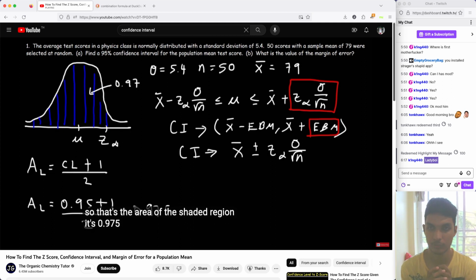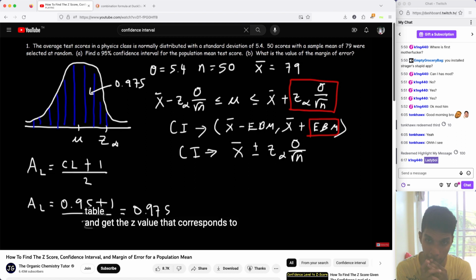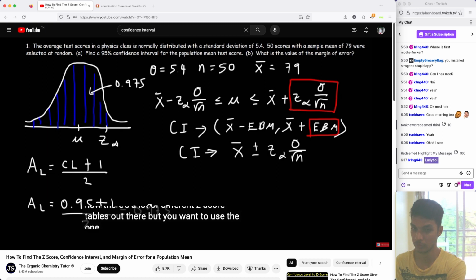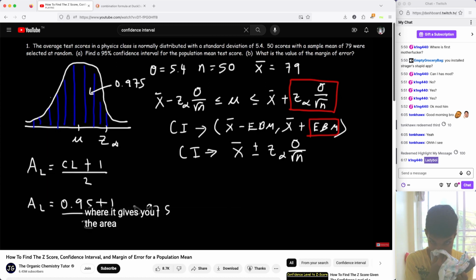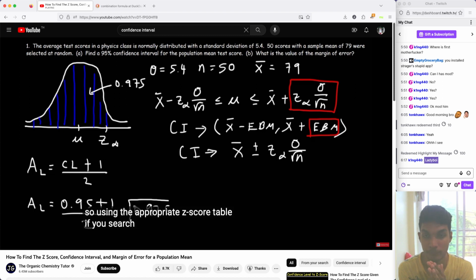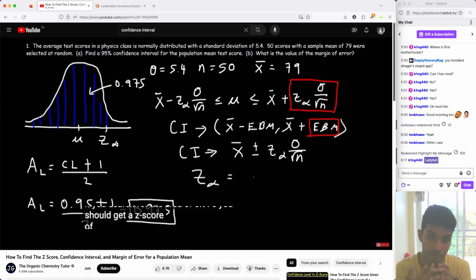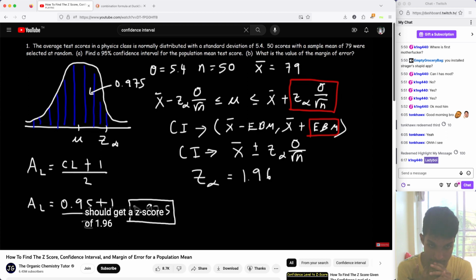It's 0.975. Now what you need to do is take the positive z-score table and get the z value that corresponds to this area. Now there's a lot of different z-score tables out there, but you want to use the one where it gives you the area from the left, not the area from the right. So keep that in mind. So using the appropriate z-score table, if you search for the area of 0.975, you should get a z-score of 1.96. So once you have that, you can now plug it into this expression.